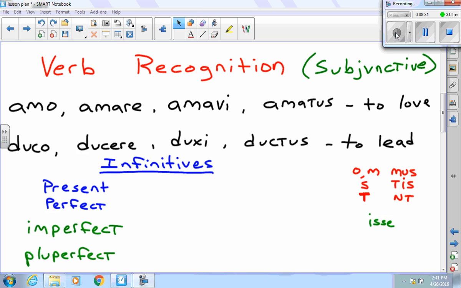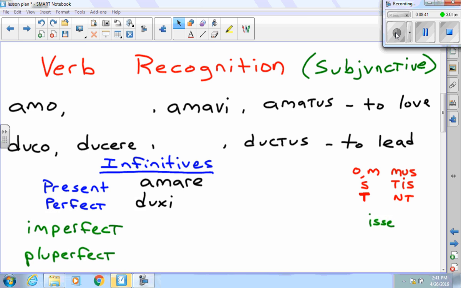The present infinitive comes straight from that second principal part, amare. To create the perfect infinitive, I'm going to have to go to the third principal part, like duxi or amavi. I could use amavi as well. I'm going to take off that i, and I'm going to add my isse. These are my two infinitives.